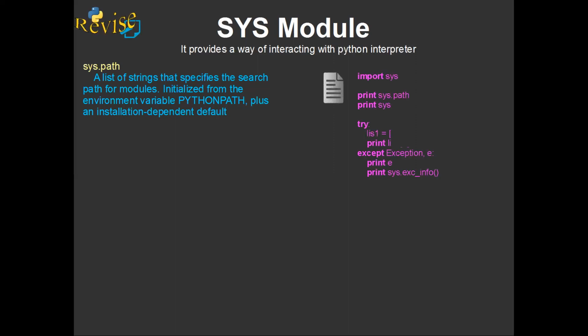Let's say this is our file. We're going to access everything. First we'll import sys, then print sys.path. Then we'll talk about sys.platform, which platform you're using, Windows, Linux, anything. Then exc_info. exc_info helps us get information about an exception.